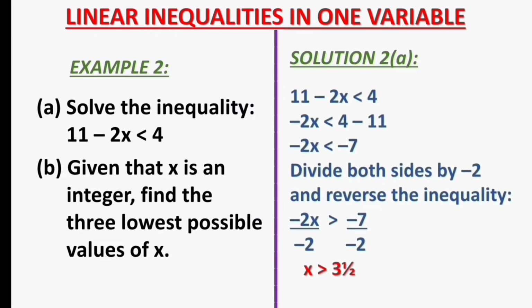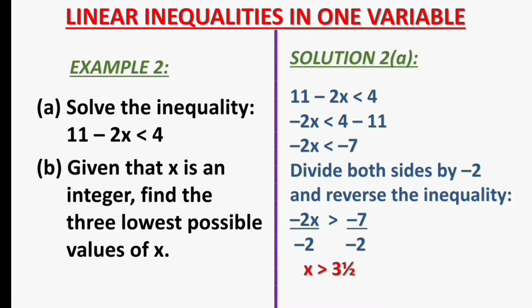The inequality is 11 - 2x < 4. Solving the inequality by collecting like terms, we are going to get -2x < 4 - 11. That will give us -2x < -7. To solve for x, divide both sides by -2 and reverse the inequality. That will give us -2x divided by -2 is greater than -7 divided by -2. The solution to the inequality is x > 3.5.